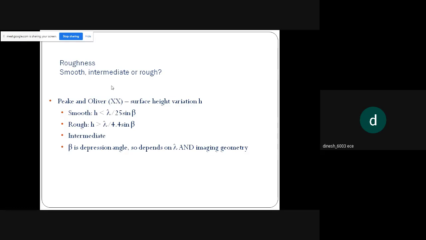Smoothness will have h less than lambda by 25 sine beta, where h is the surface height variation. Roughness will have surface height variation greater than lambda by 4.4 sine beta. Then beta is the depression angle. So lambda is the wavelength of the radar image geometry.